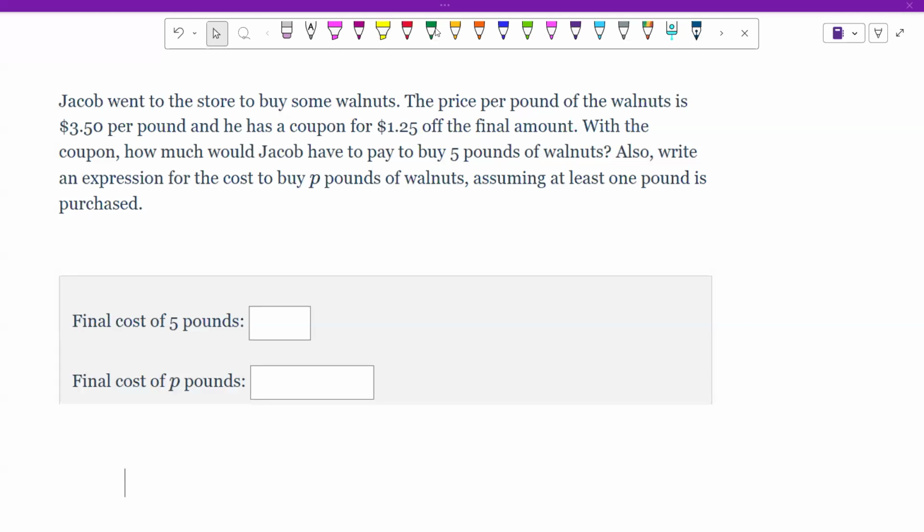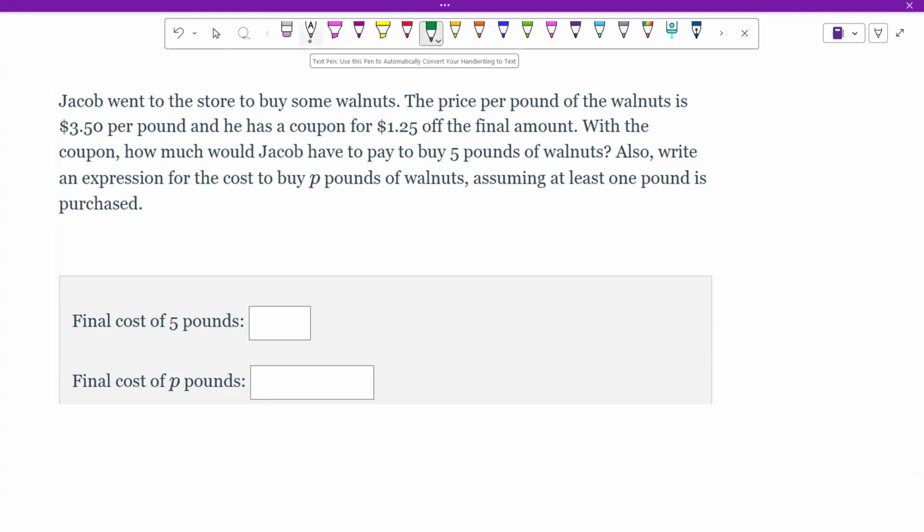Now, they are saying Jacob went to a store to buy some walnuts. The price per pound of the walnuts is $3.50 per pound, and he has a coupon of $1.25 off of the full amount. With the coupon, how much would Jacob have to pay to buy 5 pounds of walnuts? Also write an expression for the cost to buy p pounds of walnuts, assuming at least 1 pound is purchased.